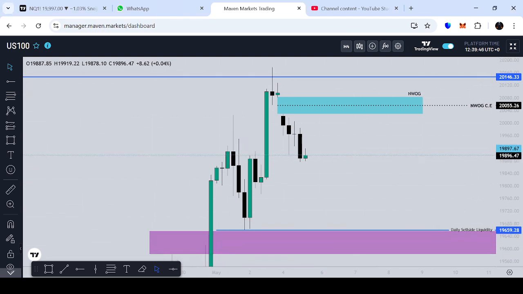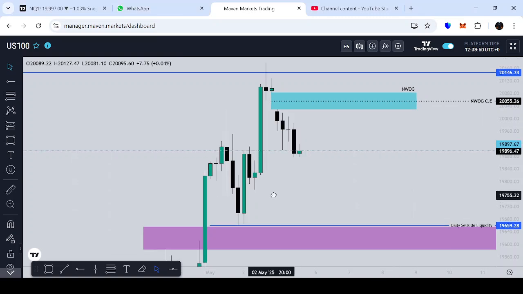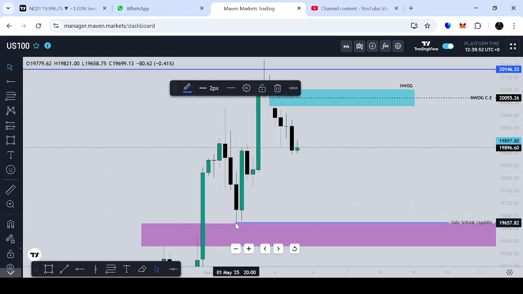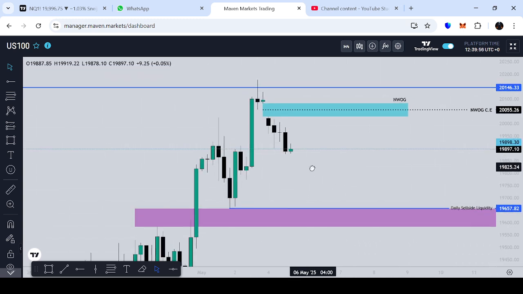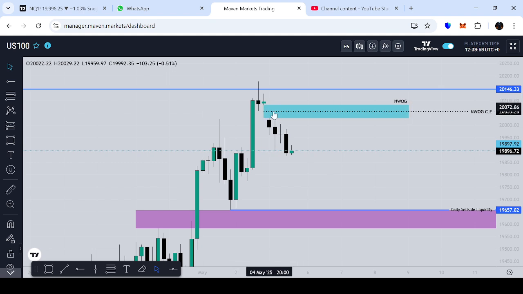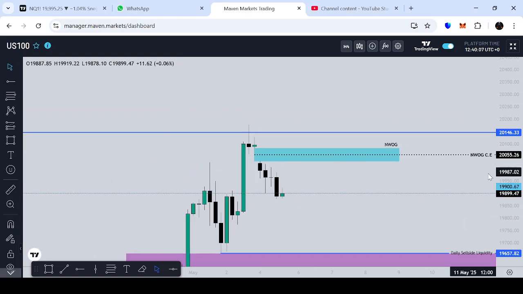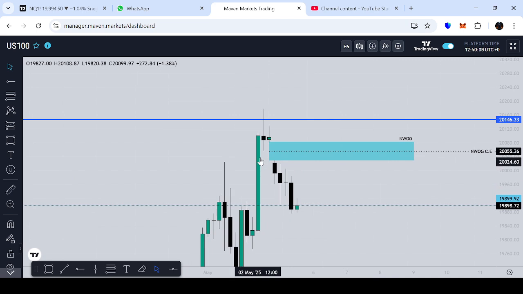Hold on, need to grab that. So this is the daily sell liquidity, and here is the new week opening gap. On Thursday, Friday, we had an inefficiency. This is an inefficiency too.